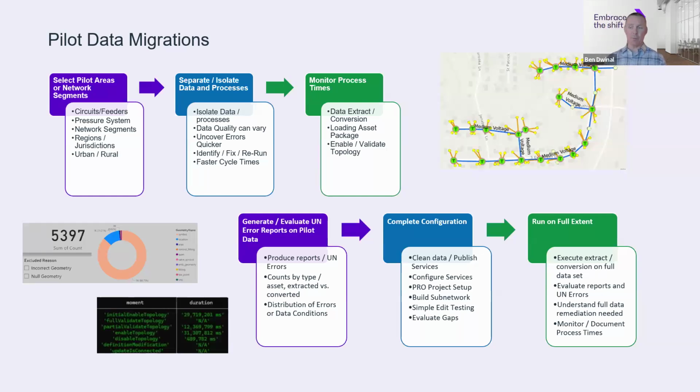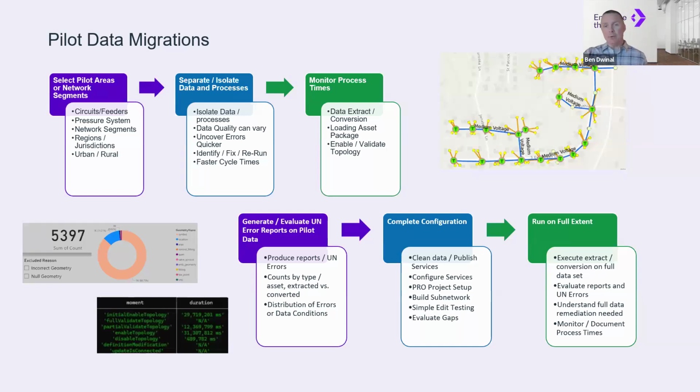Some of the error counts that we want to get typically are asset counts for both extracted and converted features. We're going to want to know how many geometry errors we have versus how many connectivity errors we have. We're going to want to identify where missing or blank fields in critical data elements exist. Having all of this information is going to help your data cleanup planning be way more effective and efficient.